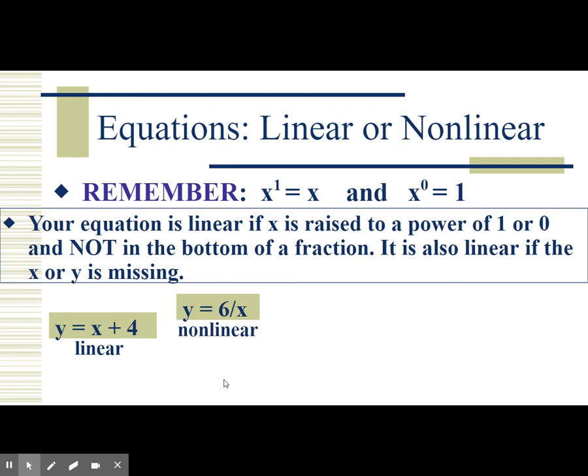Nonlinear. The x cannot be in the bottom of a fraction. If it is, then you're going to have a curve in your graph. The graph will not make a straight line.